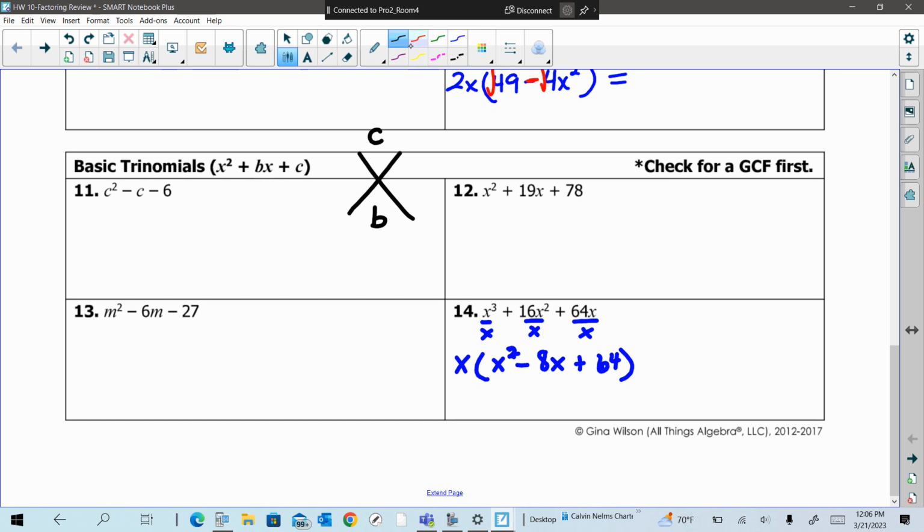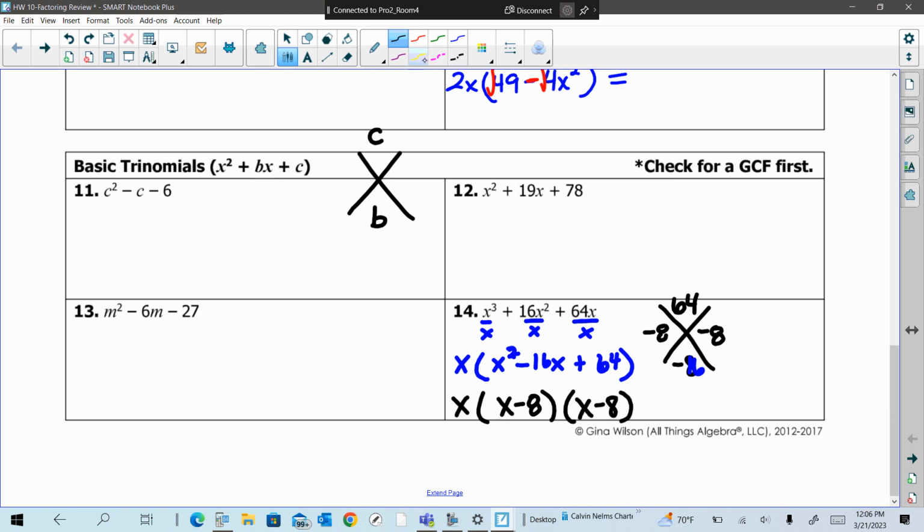Now I'm doing my X puzzle. 64 goes on top, it's the C, the last term, and negative 8, that's the middle term, goes on the bottom. So I'm looking for factors of 64. Oh, I'm sorry, I messed up on that one. That should be 16, not 8. 16x. So minus 16. So our factors here would be negative 8 and negative 8. Sorry about that. So x stays outside. This would be x minus 8 and x minus 8.